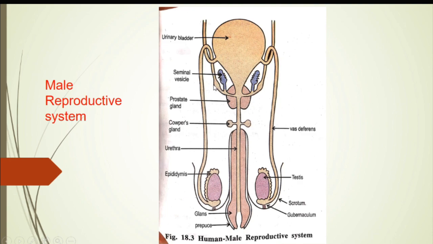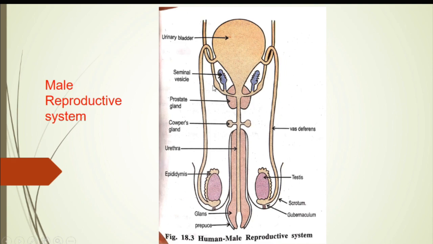It dilates in this region, and this dilated region is called the ampulla. We will see it in the next figure also. This is the ampulla, and this is the distal end of the ampulla of the vas deferens, into which the seminal vesicle opens. This is the seminal vesicle, and this is the duct of the seminal vesicle. The duct of the seminal vesicle opens into the distal end of this ampulla.